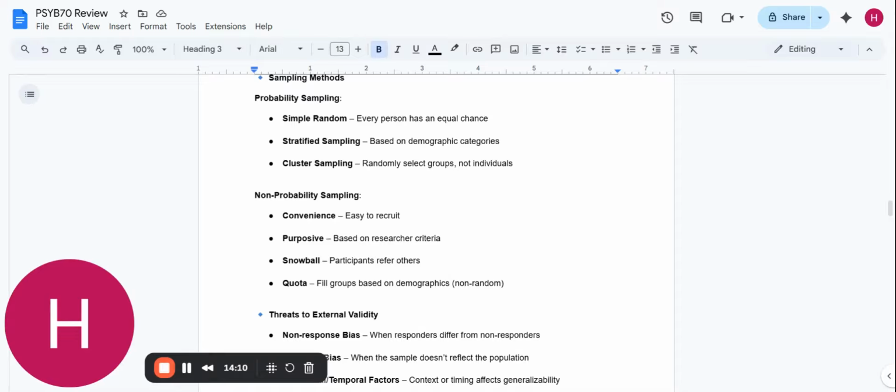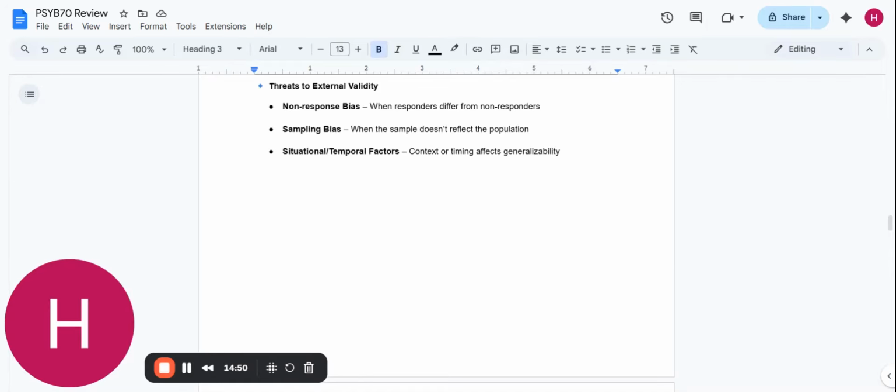Snowball sampling is participants recruiting others. We are relying on a network of different individuals reaching out to their own networks. And last but not least is quota, which means we fill up groups, but not randomly. We're just focusing on some sort of demographic. The difference with stratified sampling is that in stratified sampling, we have some categories, but we are still trying to have random sampling. Let's say we're looking into females, but still we're choosing randomly between females. The quota approach is more like I want a hundred females and a hundred males. So it's not random.